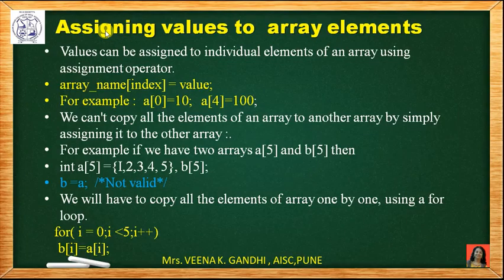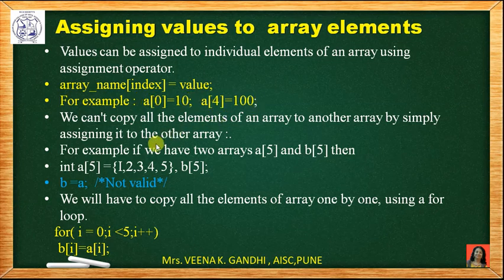Our next topic is how to assign values to array elements. Values can be assigned to individual elements of the array by using the assignment operator. The syntax for that is array name, square bracket, subscript or index, equal to value. For example, a[0] equal to 10, a[4] equal to 100.